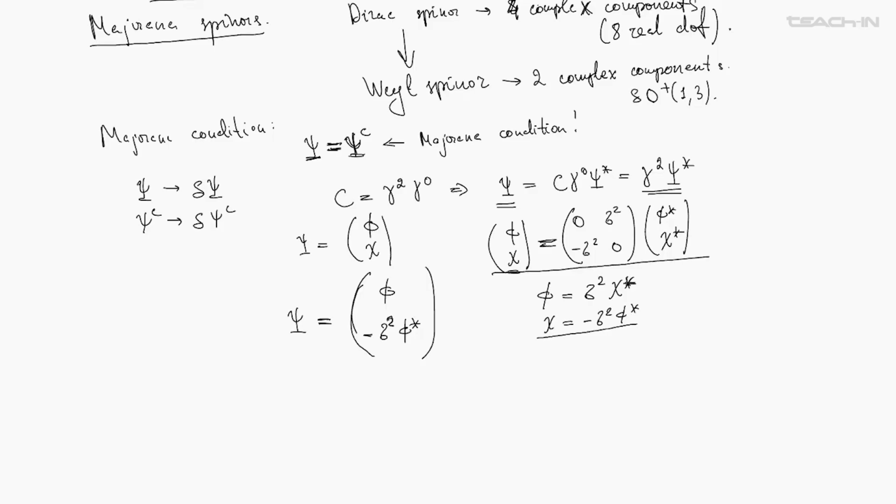If you conjugate, then you will get here minus sigma 2 complex conjugate phi, but sigma 2 complex conjugate is minus sigma 2, and so you get sigma 2 phi, and then you multiply it with sigma 2, and sigma 2 squared is 1, and so you return back to this equation here. So from these two equations, only one is independent, and this is this one. You can substitute it here, and so this is the form of Majorana spinor. This spinor solves the Majorana condition. This is how it looks.